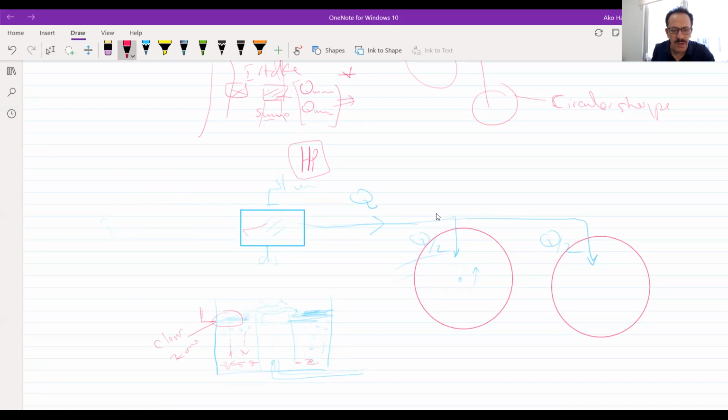I will have a channel, and the water jumps into this channel. It is collected here, and since this is a circular shape, I will have a pipe send the clean water to the filters.